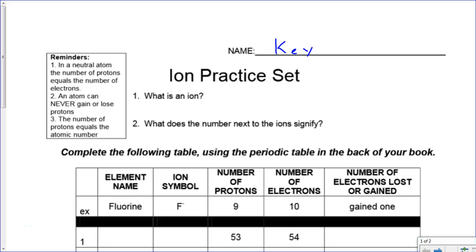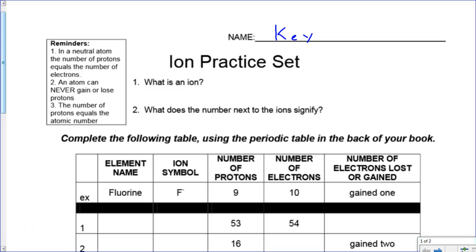In this video, I'll be going over the practice problem set on ions and isotopes. So this first one, it starts with a couple of questions. It says, what's an ion? So an ion is simply a charged atom.